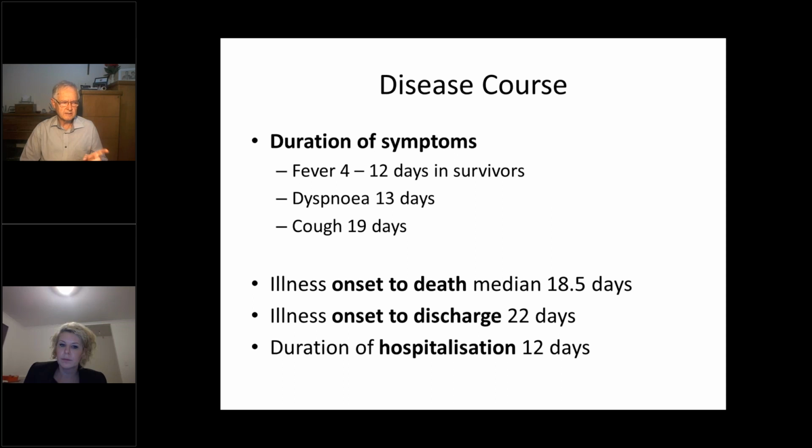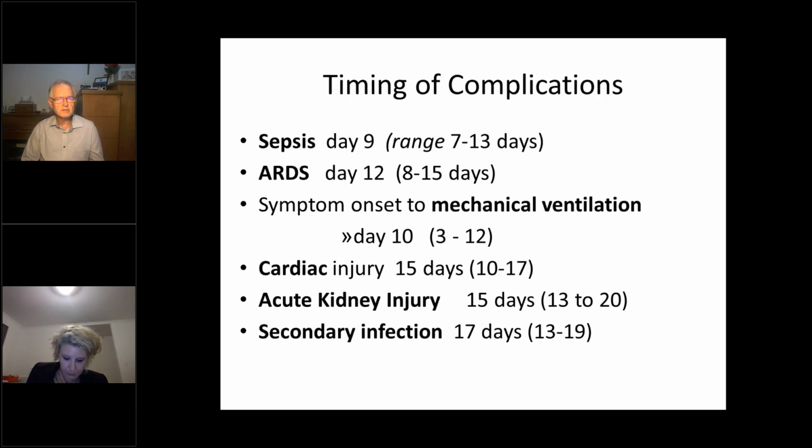When you look at those who die, the median onset of illness to death is 18 days. If they survive, the onset of illness to discharge about 3 weeks. And hospitalization has been pretty close to a fortnight in hospital on average. If you look at the timing of complications that they develop, generally sepsis day 9, ARDS day 12, mechanical ventilation also around about between those days at about the 10th day. Longer survivors are prone to develop cardiac and kidney injury, and the longer you stay in hospital, as you'd expect, the higher your risk of developing a secondary infection. So those are the sort of ballpark figures that we're starting to see, with the ranges that you also see in brackets behind that.